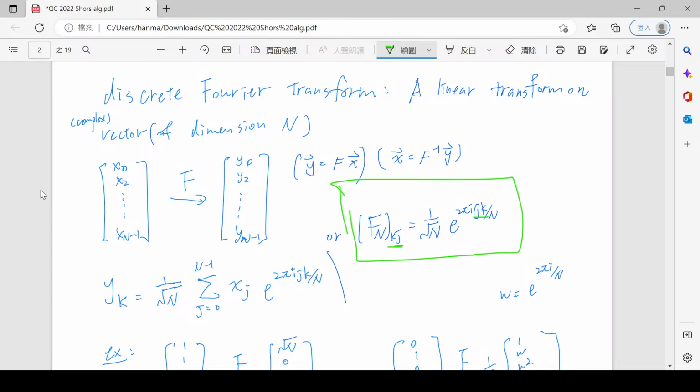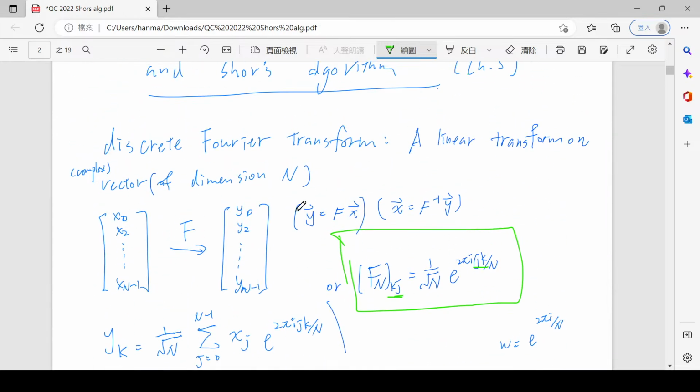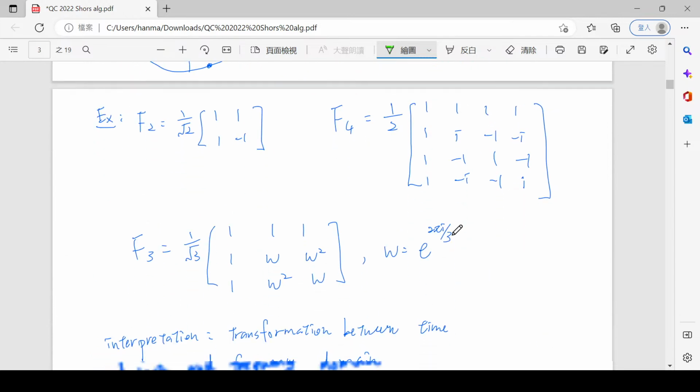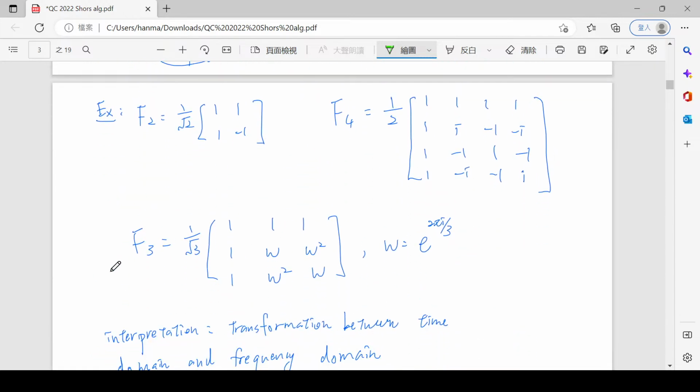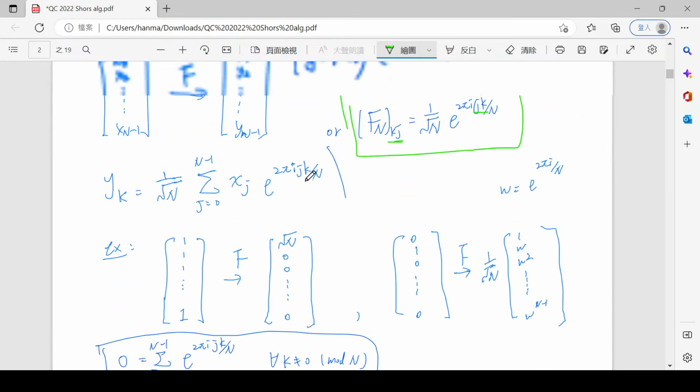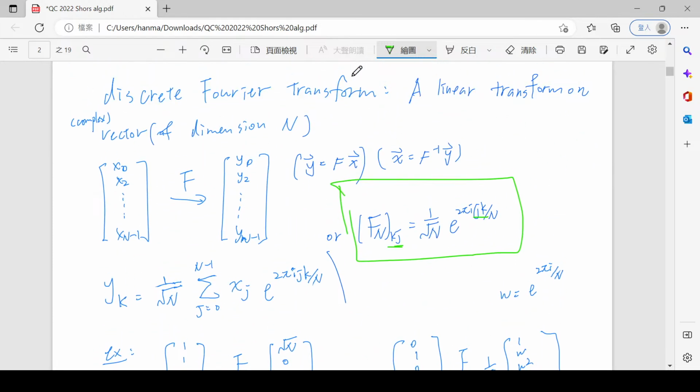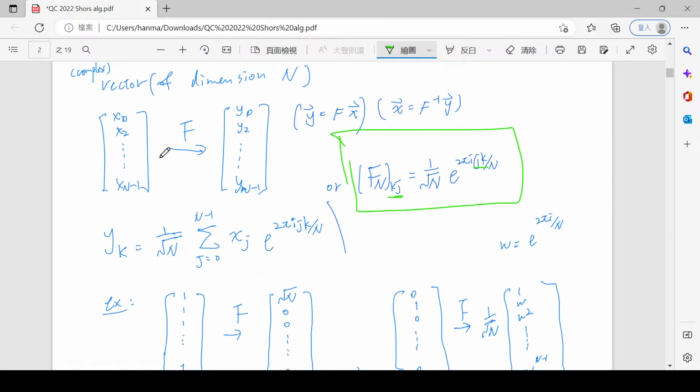Let's actually go to this example here. Here are some examples of the Fourier transform matrix. For now, nothing is quantum. We are just talking about linear transformations, but you can probably guess that this is unitary, so we're going to apply it on a quantum state. But for now, let's not think about quantum states or anything. We're just doing linear transformations on vectors.